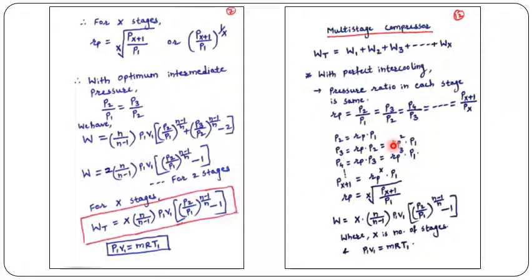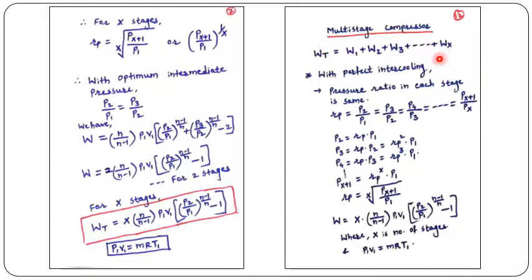And one more thing, if you have a case in which the first stage is not perfectly intercooled, that is, the delivery after the first stage is not intercooled properly, but from the second stage onwards the intercooling is perfect, then what you can do is apply this expression for the next stages, calculate work done for the first stage separately, and add them. That will also give you the total work done, which will be the correct value.